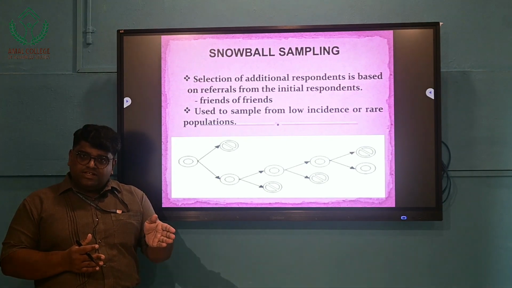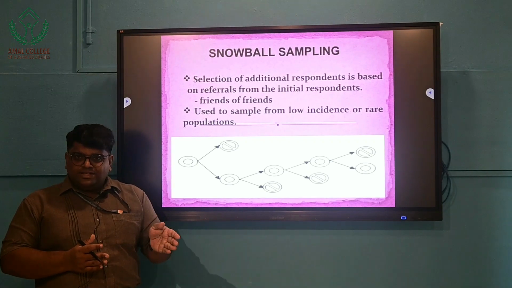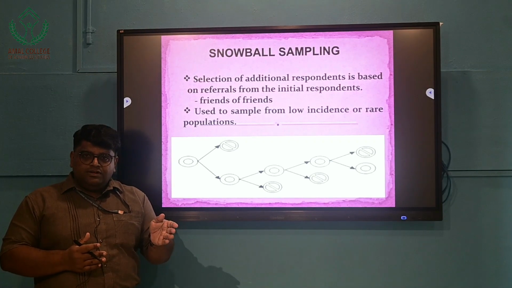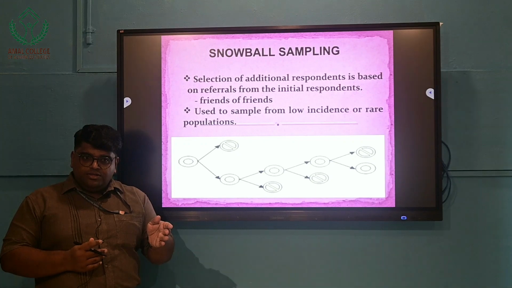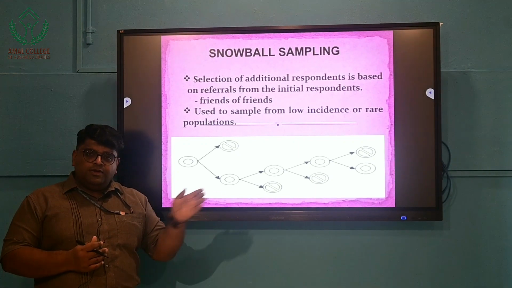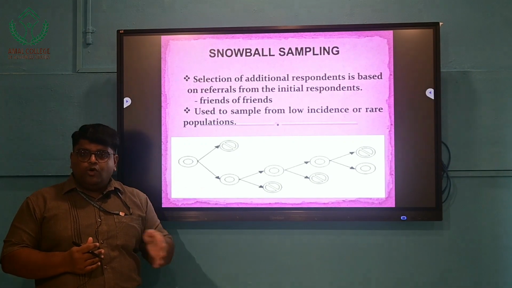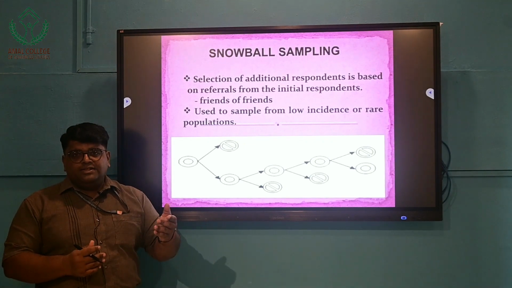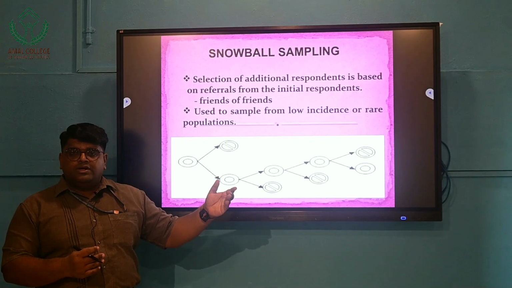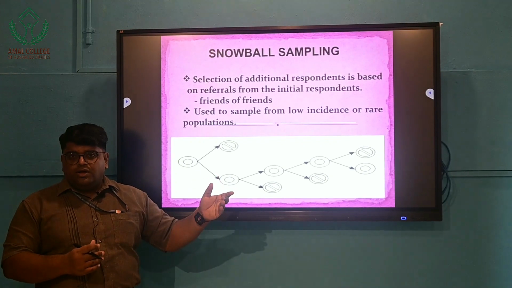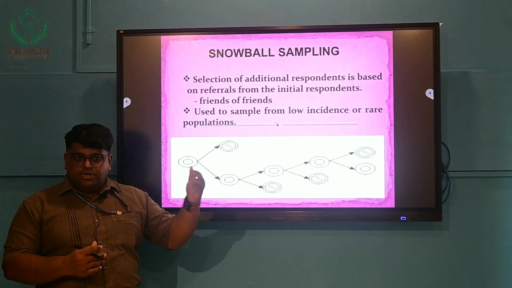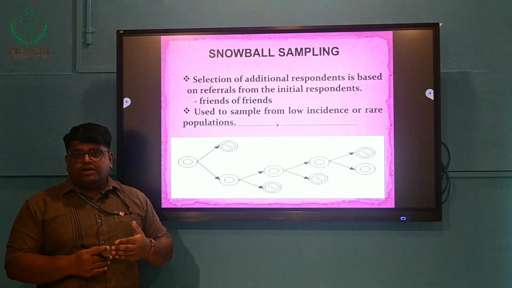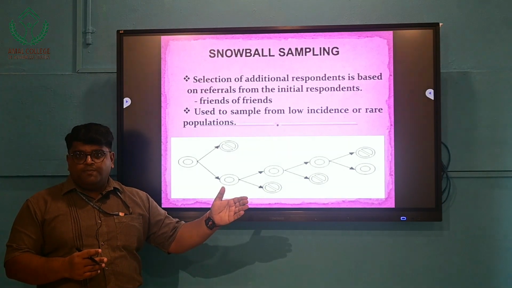So I am asking the first respondent, can you suggest any other person or your friend, a similar case, coming from the Gulf and doing business in their hometown? So he can suggest to me, he can say, okay, one of my friends is in Kondotty, you can go to Kondotty town and tell him my name and he will cooperate. So I have found the second respondent.